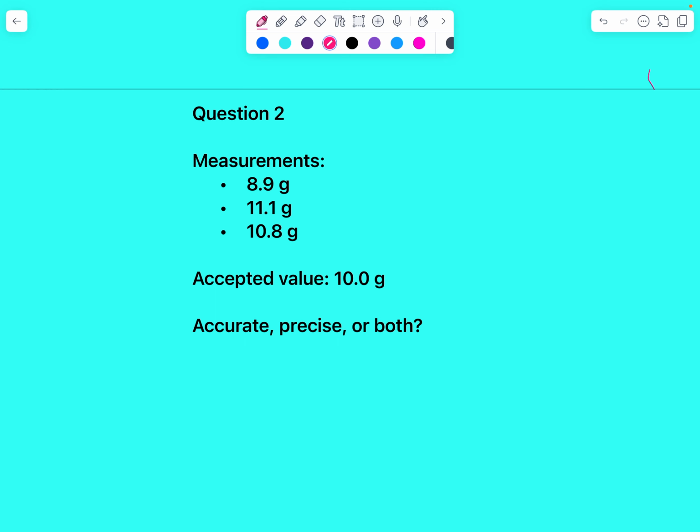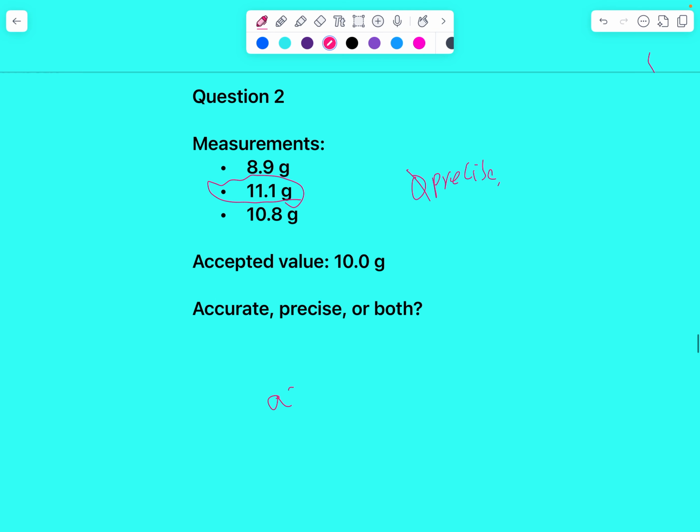So I see that the values are really scattered, right? We go from the range of 8 point something all the way up to 11. Because of that, it is not precise. No way, no how, right? But they average near the accepted value, specifically this value. So yeah, you could say accurate.